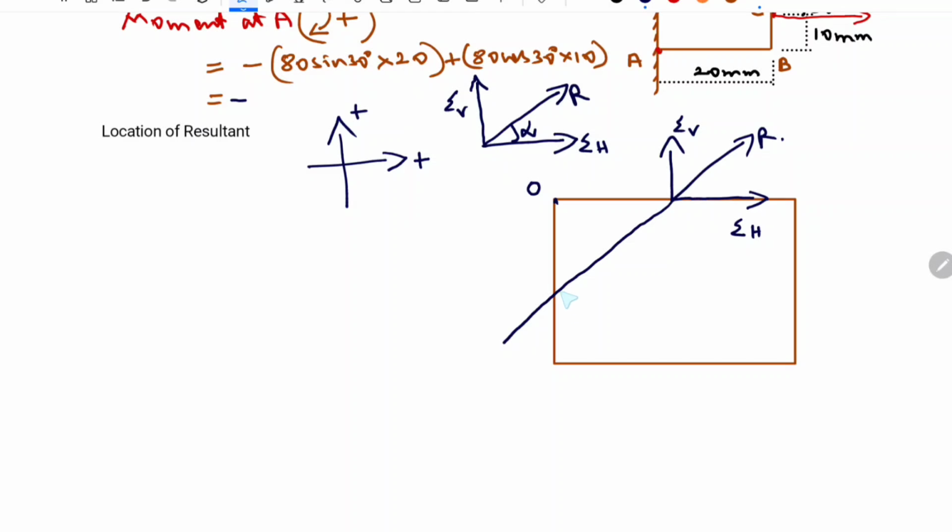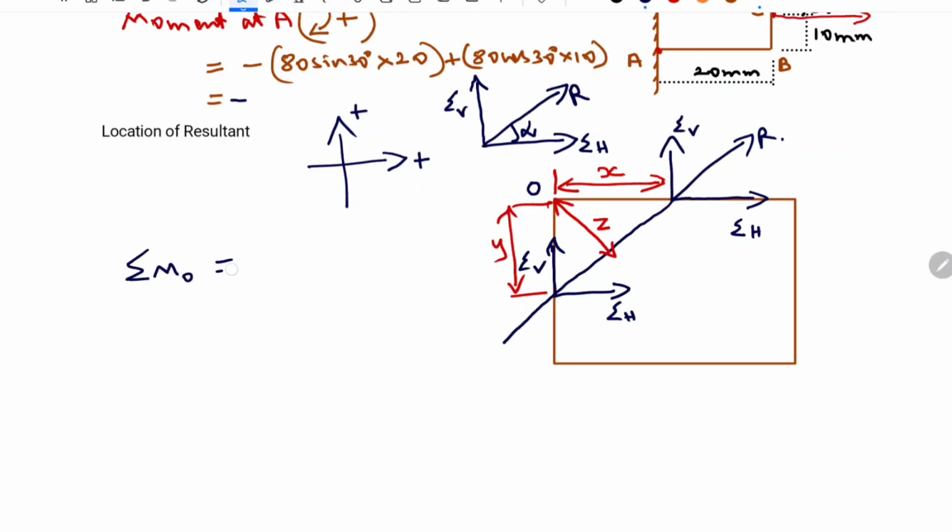Now I can also draw sigma H and sigma V here because both are the same, and the line of action is going to be the same. With this, we can find three values. One is the perpendicular distance from R to the origin, considered as Z. Next, the distance between the vertical force and the origin, that is X. And the distance between the horizontal force and the origin is considered as Y. Now, as per Varignon's theorem, the summation of moment about O is the same as R into Z.